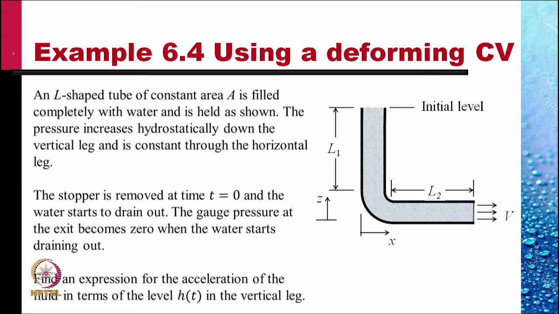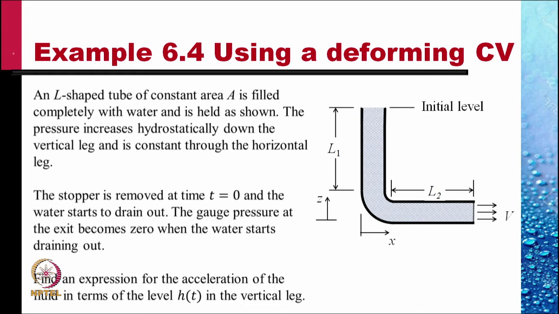Let's do another example, this time using a deforming control volume. This is a little complicated problem in which an L-shaped tube of constant area A is filled completely with water and is held as shown. There is a plug at the lower end which is holding this water like this. The pressure increases hydrostatically down the vertical leg and is constant throughout the horizontal leg.